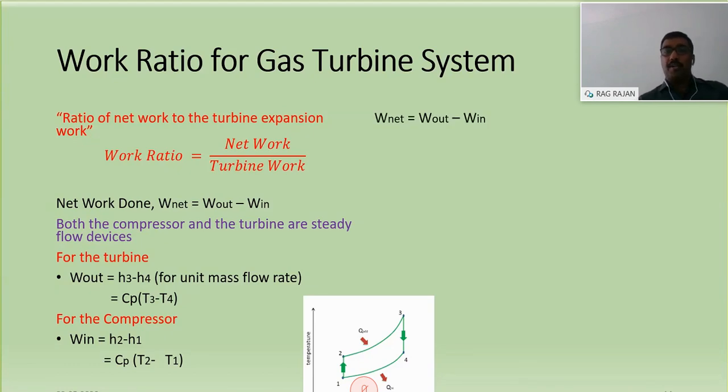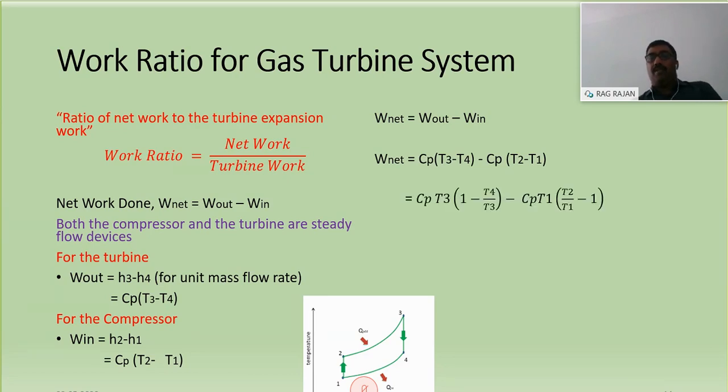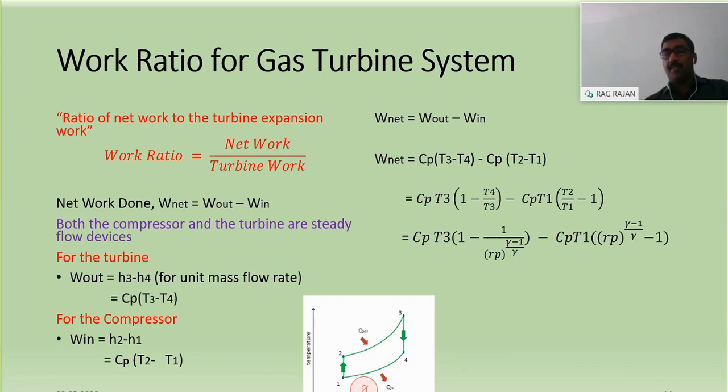So W net is equal to W out minus W in. So W net is equal to Cp into T3 minus T4 minus Cp into T2 minus T1. Or you can write it by taking temperature ratios: Cp into T3 into 1 minus T4 by T3, minus Cp into T1 into T2 by T1 minus 1. Or for the temperature ratios, you substitute the pressure ratios. There you get Cp into T3 into 1 minus 1 by Rp, the whole raised to gamma minus 1 by gamma, minus Cp into T1 into Rp raised to gamma minus 1 by gamma minus 1. If somebody needs, they can take the screenshot. We will go to the next point then.